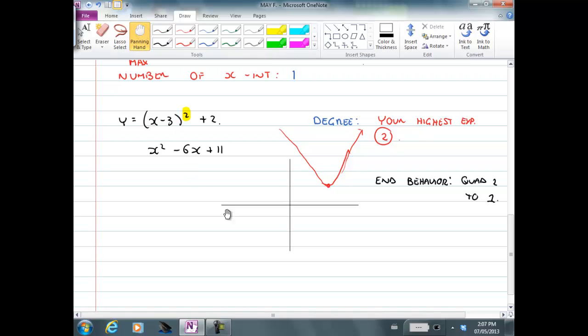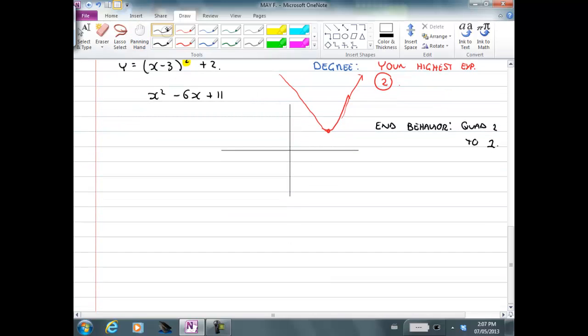And notice this one has no x-intercept. I'm going to ask you, what is the max number of x-intercepts you can have for a parabola? Okay. Amrit, what's your max number of x-intercepts? 2 is correct. Because a parabola can have a maximum of 2 x-intercepts only. That was easy. There's no challenge to this.